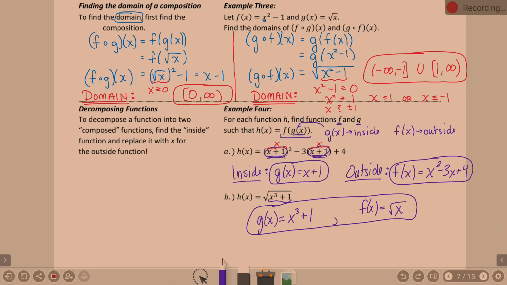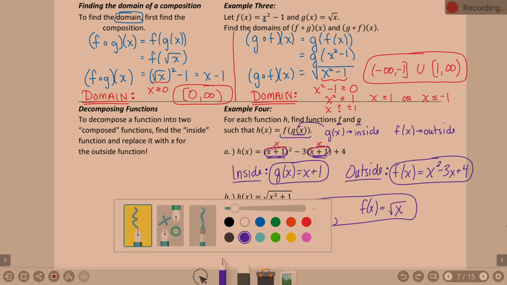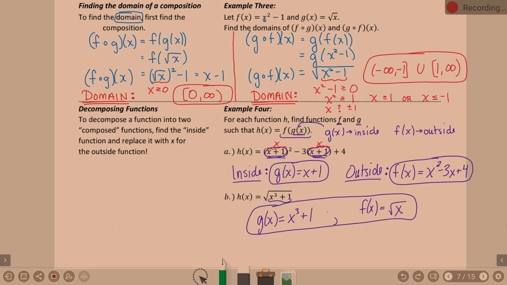Now, with that in mind, I don't know if it's good or bad, but I want to talk about one other option that I see of what we could use for a g of x combo and f of x combo.